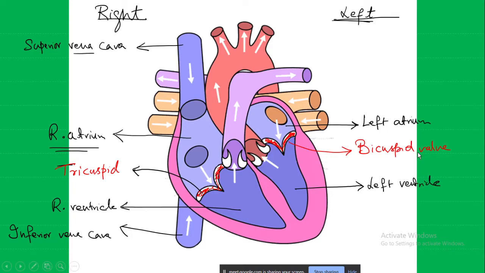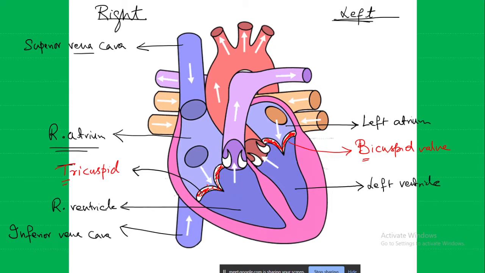So the bicuspid valve is on the left side of the heart. How can we remember? Here it is bicuspid and here it is tricuspid. Between the right and right is the tricuspid. Between the left and the left is the bicuspid. You can use whatever trick you want, but you need to remember that here is the bicuspid valve.